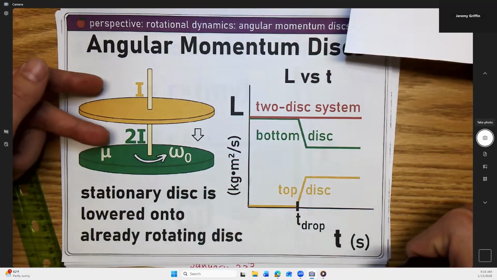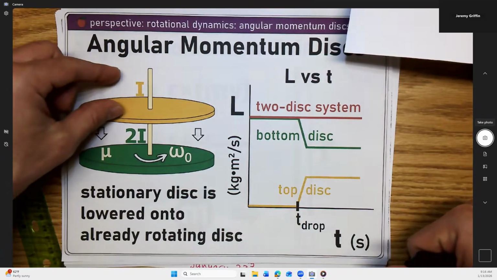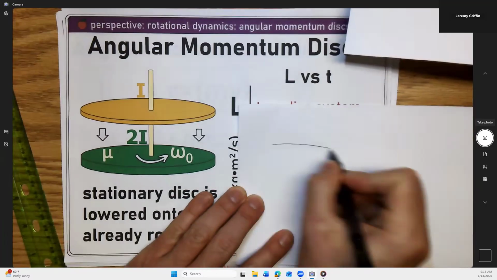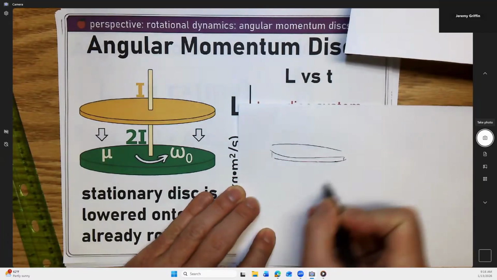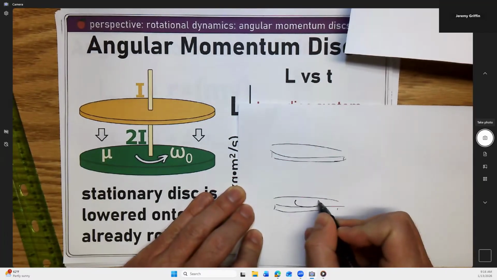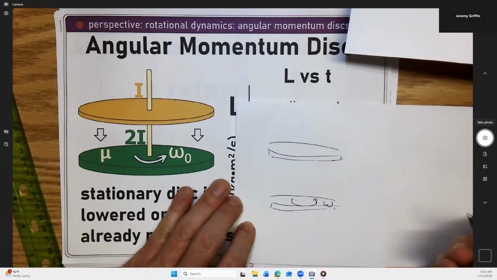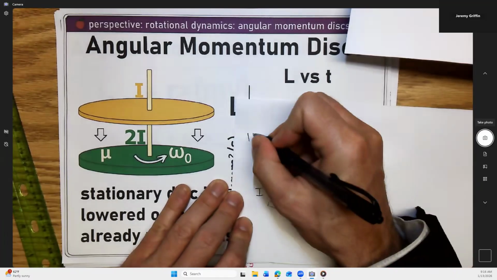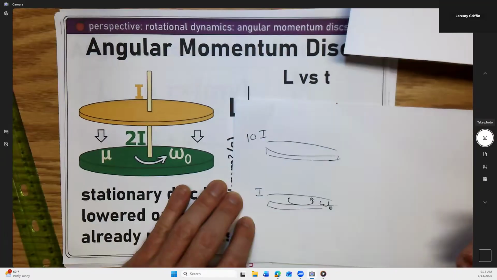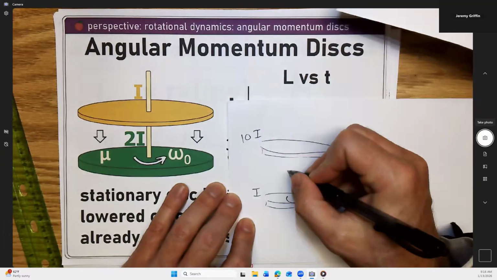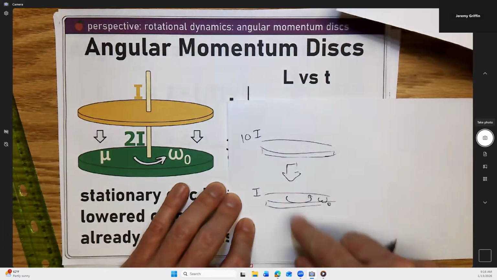Hey guys, what if you do a 10-to-1 ratio? I should write this down. What if I have a gold disc on top and a green disc on bottom? The green disc is already rotating with some omega naught. And what if this is I and this one's like 10I? This one starts out not rotating, and I'm going to lower this until it lands on the rotating disc.